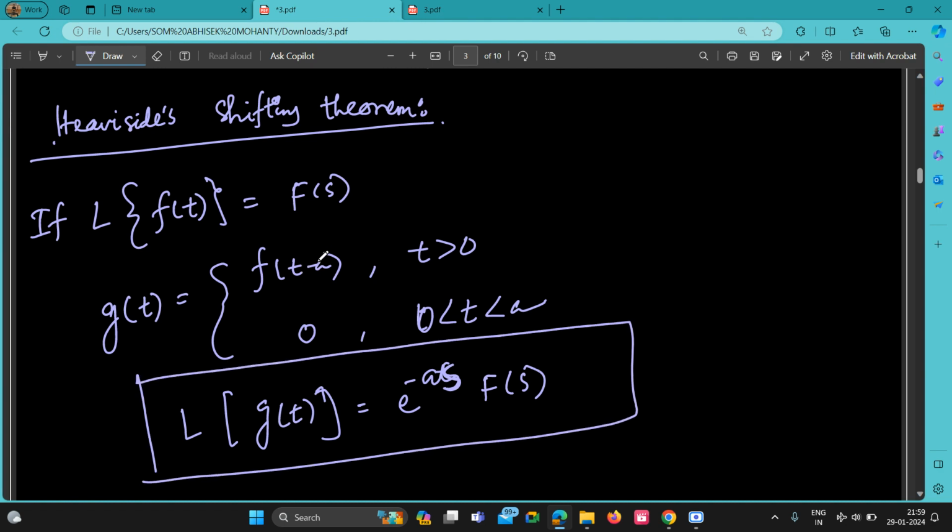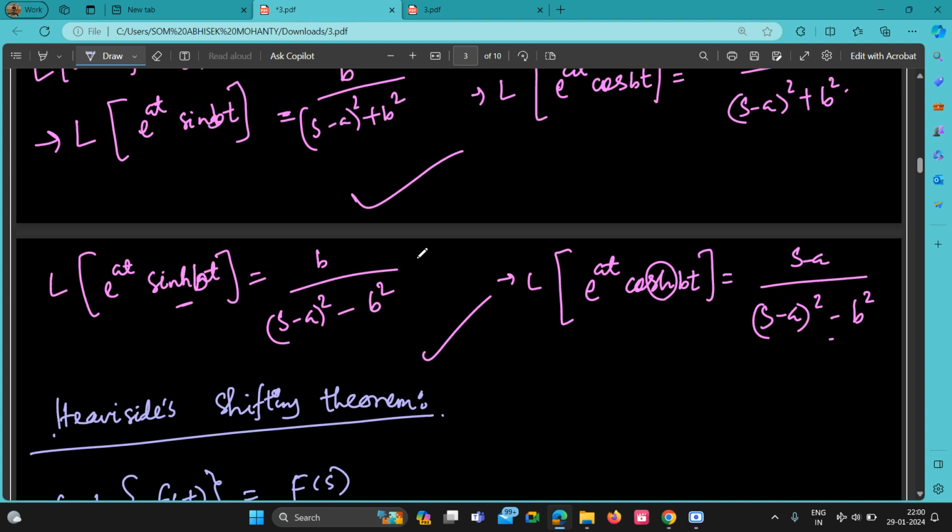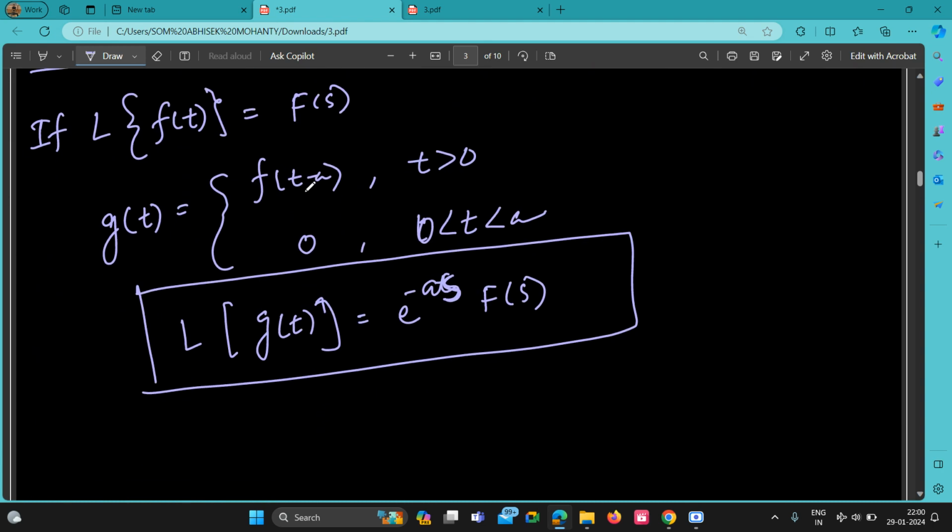If I subtract a from t in the f of t function, then I have to multiply by e to the minus as. It's kind of the opposite of this, isn't it? If I'm multiplying e to the power at, I'm subtracting a from s. Here, if a is subtracted from t, I'm multiplying e to the minus as with it. So it's like the same thing, isn't it?